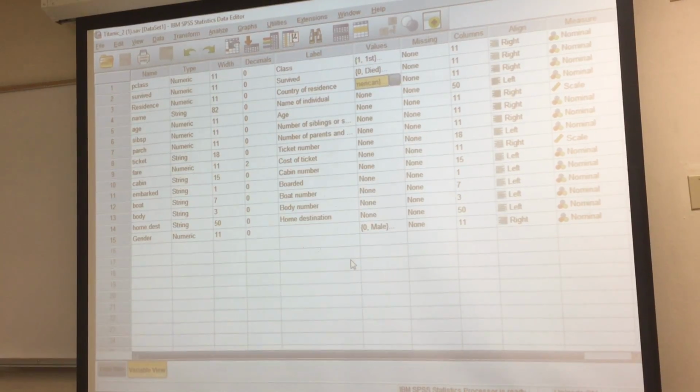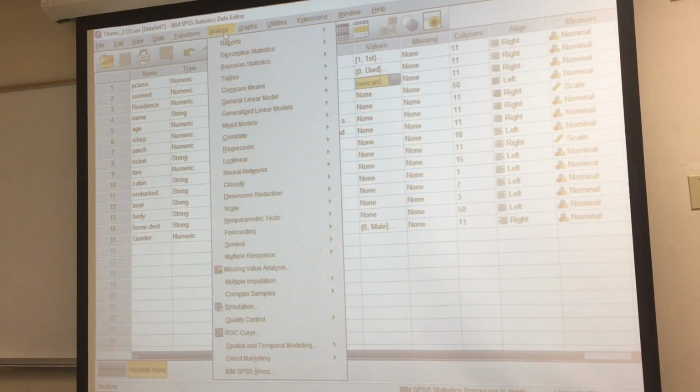We want to see whether the two variables have connections or associations. It means whether the country of residence influences whether each person survived or not. So we can do a chi-square test to analyze that. The data has been coded, so we can directly analyze it.